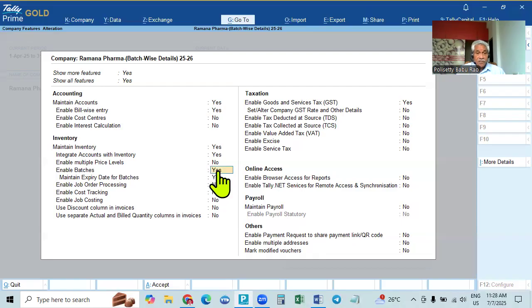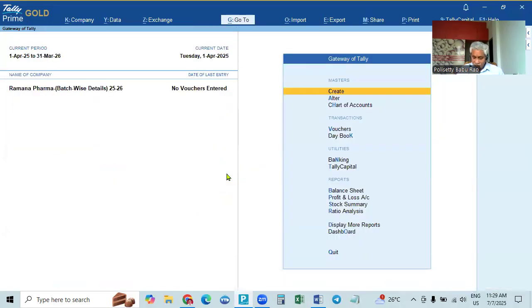If you disable the first one, batches, then both will be disabled. For enabling, we have to enable both. This is for batch number and manufacturing date. This is for expiry date. So we have to enable both. Okay, and then accept. And we can create the ledgers at the time of making an entry also.